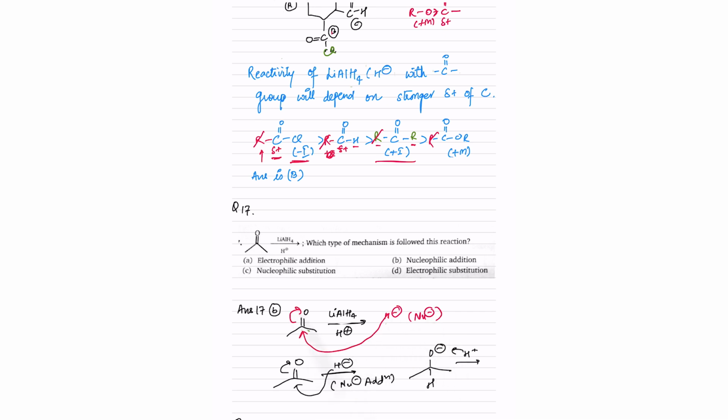This attack will cause the formation of O minus like this, and then eventually H plus, which is given in the mechanism, will get added over here, forming the molecule like this. So alcohol will be formed. So the nucleophile is getting added in the RDS, and then the electrophile is coming and neutralizing the molecule. This reaction is a nucleophilic addition reaction.